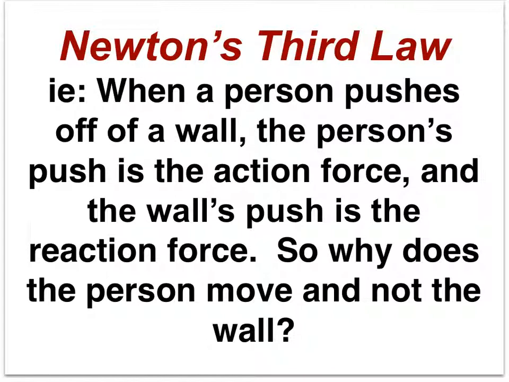Another example, when a person pushes off a wall, the person's push is the action force, and the wall's push back on the person is the reaction force. So why does the person move and not the wall? Well, if you think about it, it's a combination. It's a chain effect. Person pushes on the wall, wall pushes on the person. What does the wall push on backwards? It pushes on the ground, or the support surface that it's attached to.